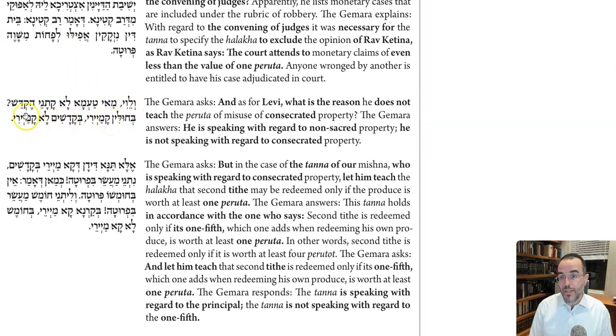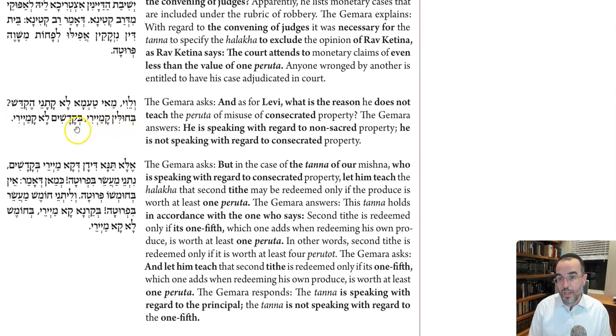Ve'levi ma'ita ma'la katani hekdesh. How come Levi didn't mention hekdesh? That was Me'ilah, and the Mishnah says if you have personal use from a peruta of hekdesh, then you're liable to Me'ilah. But it has to be at least a peruta. How come Levi didn't mention that?